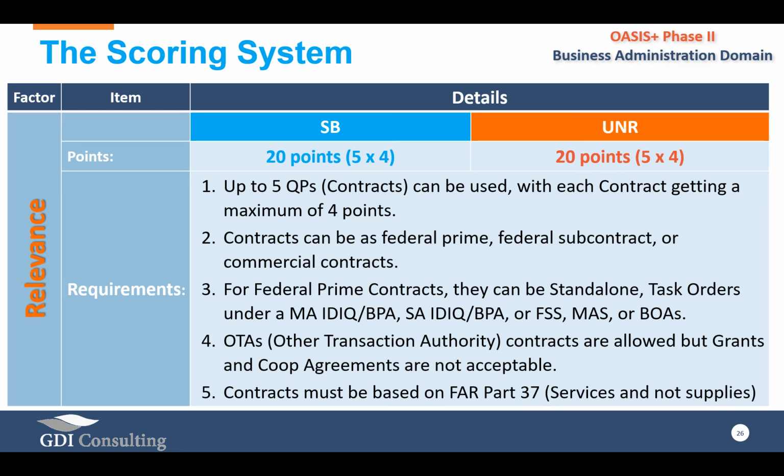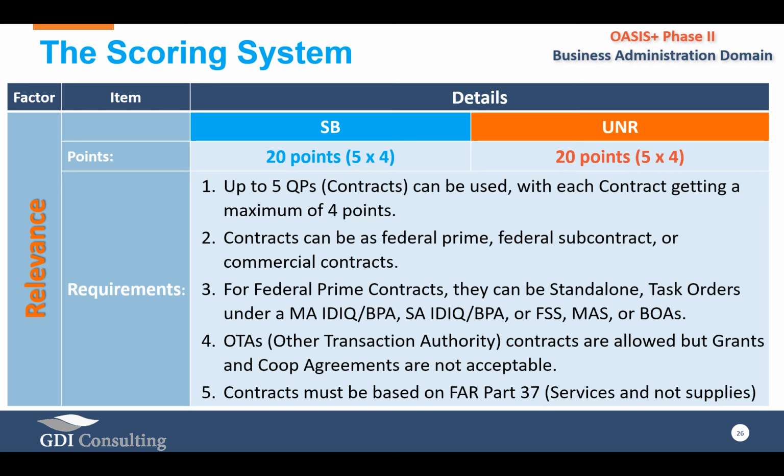You can have up to 5 QPs or contracts. Each of them will get 4 points. So 5 times 4 is 20. That's why the maximum is 20. Now, the type of contracts can be federal prime contracts, federal subcontracts, or commercial contracts. All of them are acceptable. And there's no difference, no extra points for federal compared to commercial contracts.